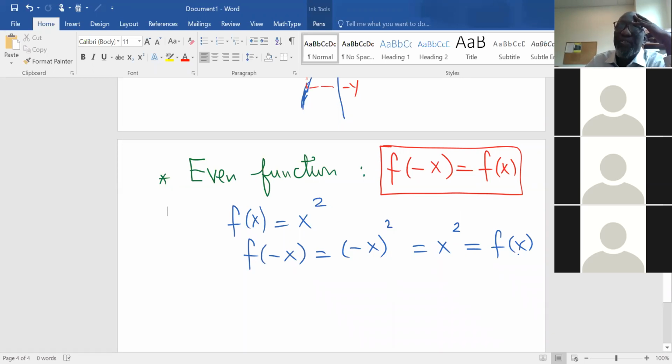Can you give me another example, which is like a perfect square, which is an even function? Another example, a very well known function.